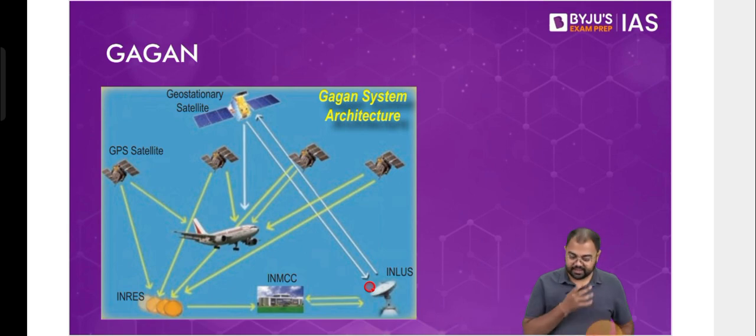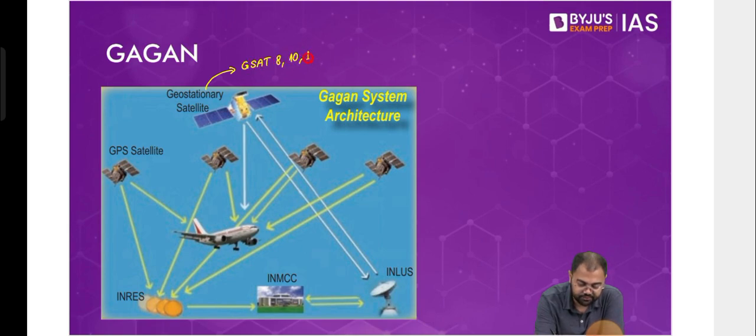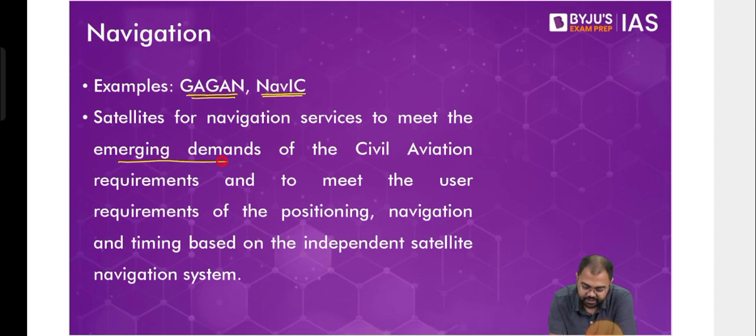A typical Gagan architecture looks like this: there will be geostationary satellites. There are 3 GSAT satellites that we have launched, which are being used here: GSAT 8, GSAT 10, and GSAT 15. These are the ones used for the Gagan system. Apart from that, the GPS satellites are also being used. Both are used together, and by being used together, they provide the required information for civil aviation in the country. That's why these are required for the emerging demands of civil aviation, to meet the user requirements of positioning, navigation, and timing.